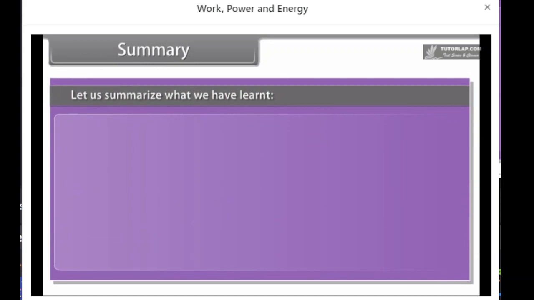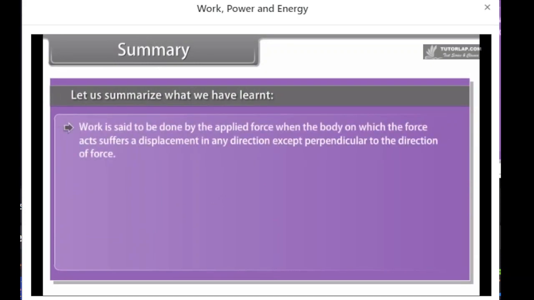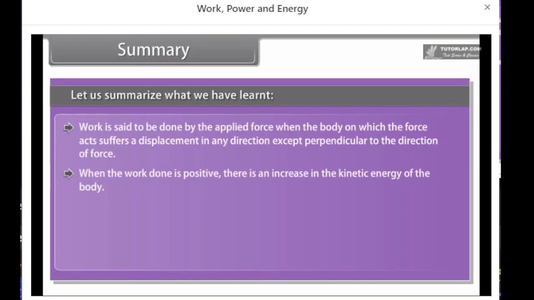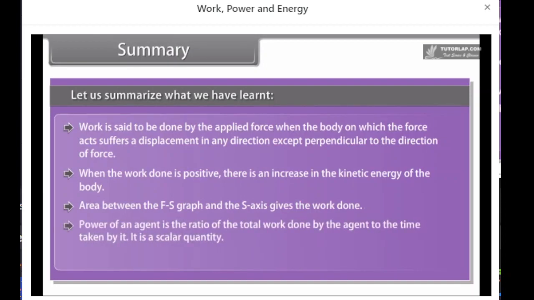Summary. Let us summarize what we have learned. Work is said to be done by the applied forces when the body on which the force acts suffers a displacement in any direction except perpendicular to the direction of force. When the work done is positive, there is an increase in the kinetic energy of the body. Area between the F-s graph and the s-axis gives the work done. Power of an agent is the ratio of the total work done by the agent to the time taken by it. It is a scalar quantity.